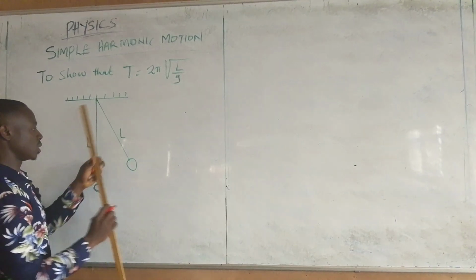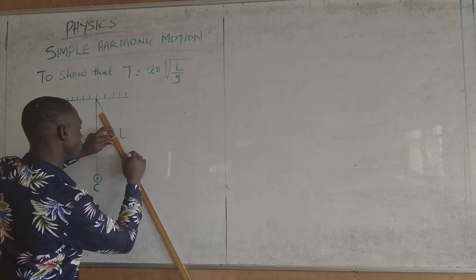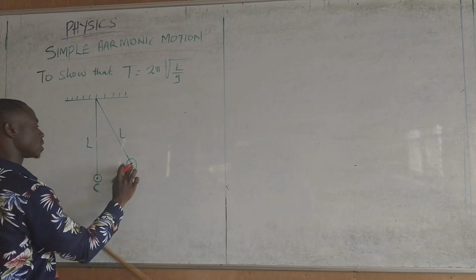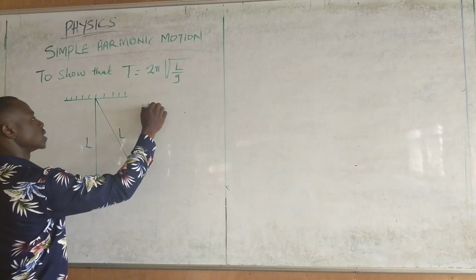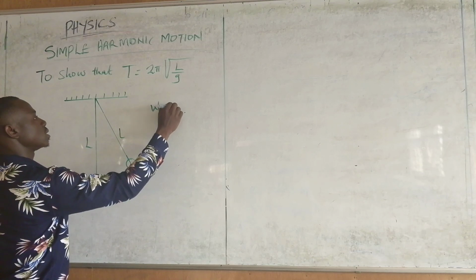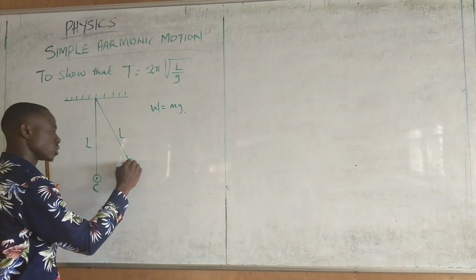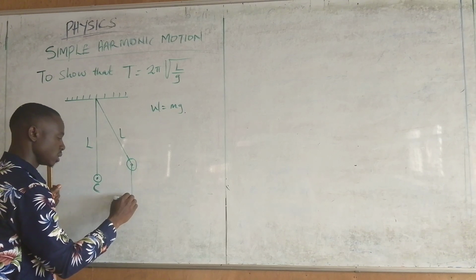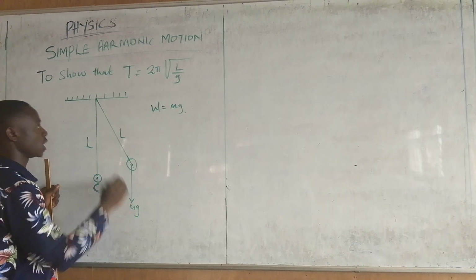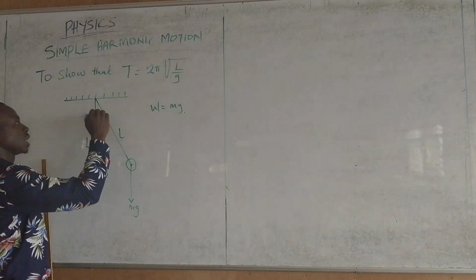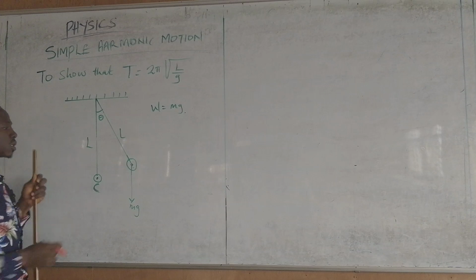Now, the weight of the bob is equal to what? Mg. So the weight of the bob is going to be acting downward. This is Mg. Now the bob is displaced at angle what? At angle theta to the vertical. This angle theta to the vertical.